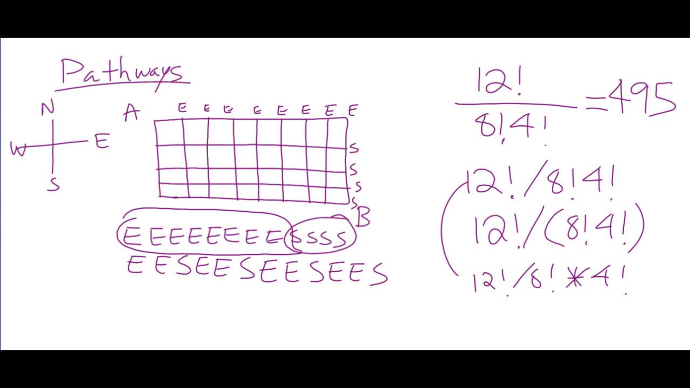Because that's what you do. That's what our order of operations says. Take this, divided by this, multiplied by this, right? It's implied multiplication because you've written two operations together. That's not what you want. You want 12 factorial divided by the product of.